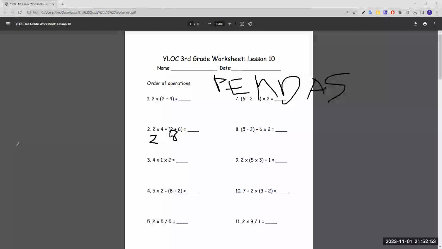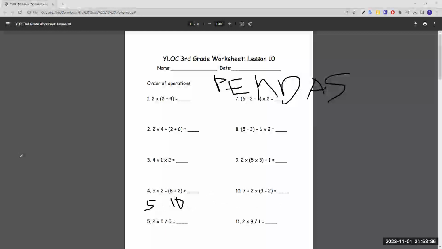Number three, 4 times 1 times 2. Now they all have the same sign, so we can just multiply from left to right. 4 times 1 is 4, and then we're left with 4 times 2, which becomes 8. Number four, 5 times 2 minus parentheses 8 plus 2. Parentheses first, 8 plus 2 is 10. We're left with 5 times 2 minus 10. Multiplication comes before subtraction, so that would be 10 minus 10, which is just 0.